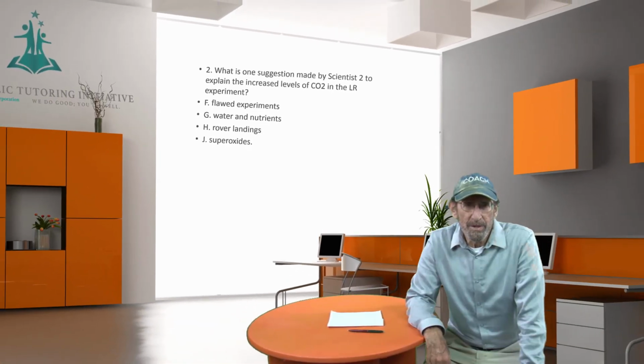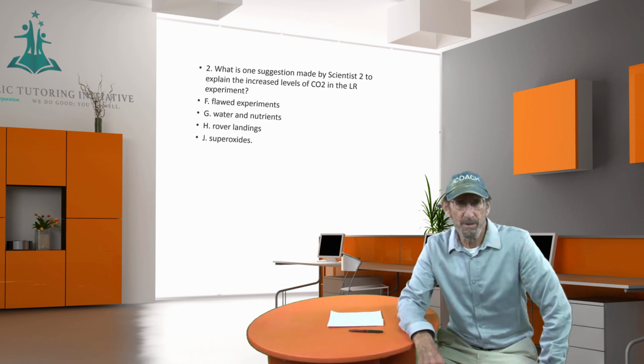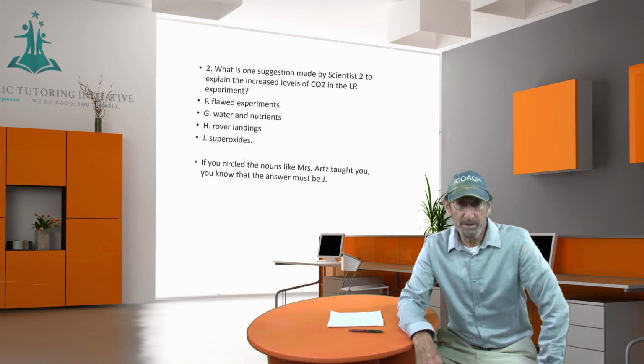Okay, here's question number 2. What is one suggestion made by Scientist 2 to explain the increased levels of CO2 in the LR experiment? F, flawed experiments. G, water and nutrients. H, rover landings. J, superoxides. If you circle the nouns like Mrs. Arts taught you, you know that the answer must be J.